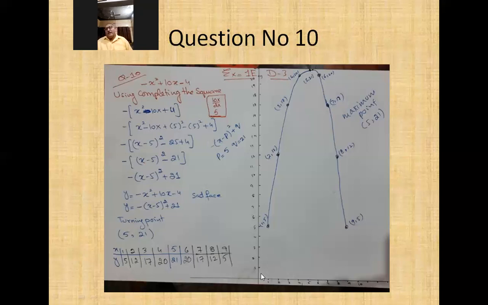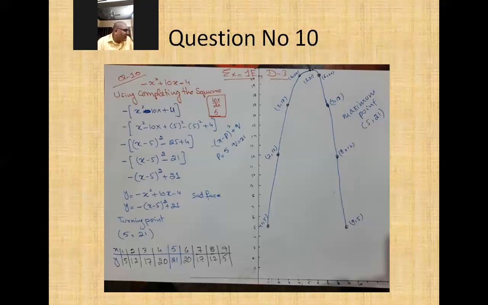Then I will draw a grid here. You can see the grid clearly, with 1 centimeter representing 1, and I will plot this. The first point I'm going to plot is the turning point, (5, 21). And (4, 20) is this point, then (3, 17), then (2, 12), (1, 5). On this side, (6, 20), (7, 17), (8, 12), (9, 5). After plotting these points, I will join them with a smooth curve. So this is how you draw the graph of this equation.